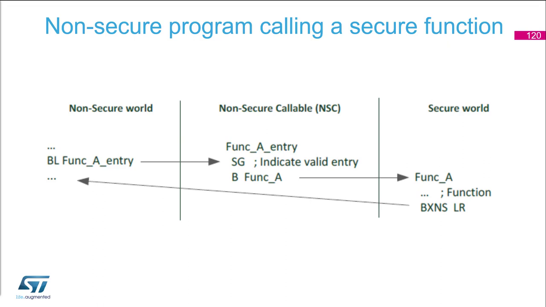The non-secure program calling a secure function. From the non-secure world, you're just branching to a function that is in the non-secure callable area. And the first instruction executed will be a secure gate. Then we will branch to the secure world. And once it's finished, we've got the branch back to the non-secure world.